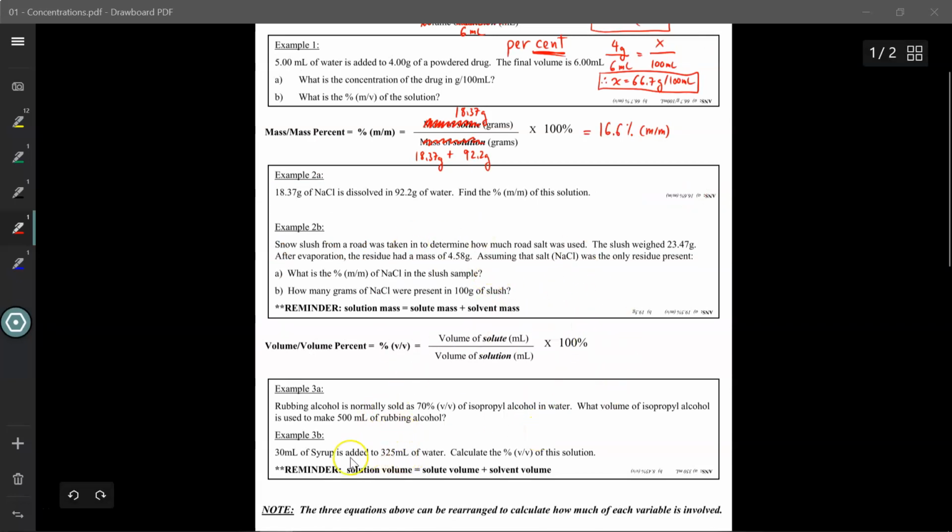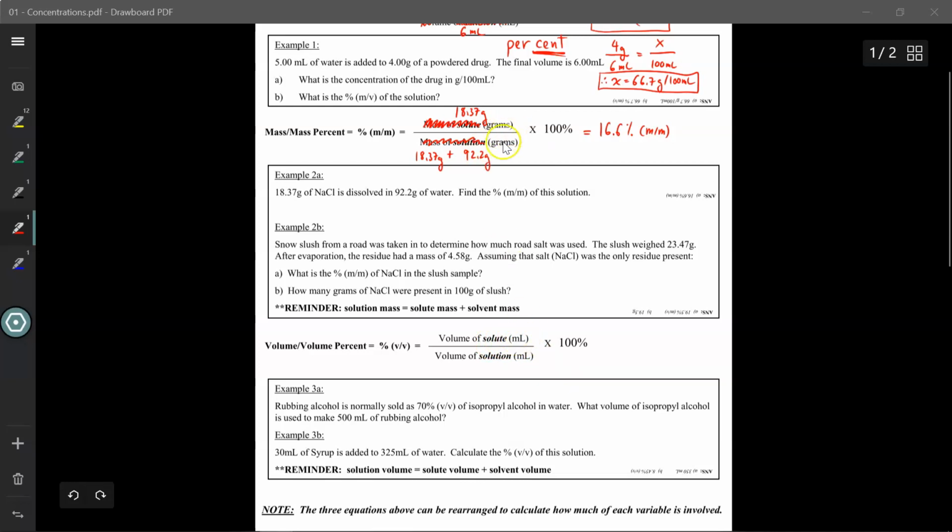Again, watch out down here. The solution volume is equal to solute volume plus the solvent volume. So same trick over here, but instead of mass, I'm using volume. Please check your answers against the ones that are located here, and we'll just move ahead. One last thing though, make sure you remember that volume must be measured in milliliters and mass must be measured in grams.